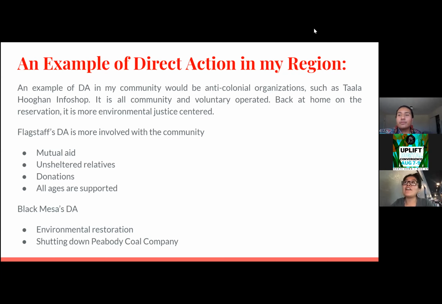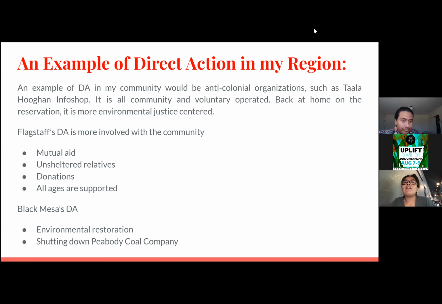And back at home, I don't know if anyone knows about this, I think there was a presentation on it yesterday, the Peabody Coal Mine. There was a lot of it. We wanted environmental justice, so that's basically my perspective and what I have done personally. And there's a lot of restoration going around.